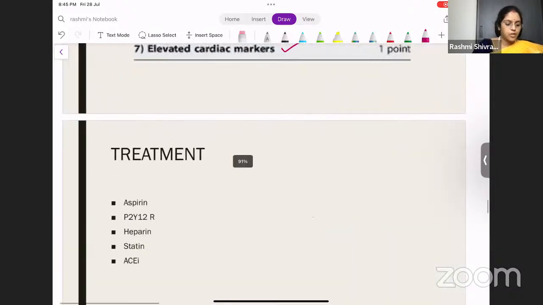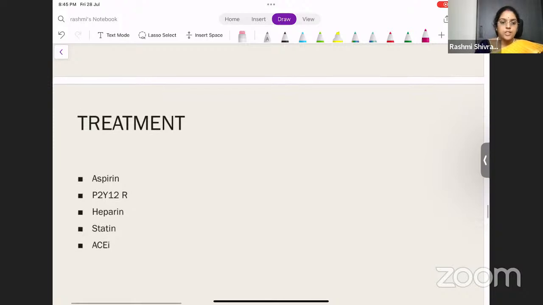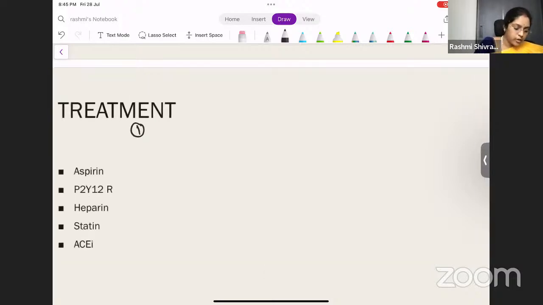So now we finished all the features of this myocardial infarction. We now come to the treatment. Okay. So the treatment, I would like to classify it into three. The first one: how are we going to treat this? We're actually going to reduce the thrombosis, that is, modify the thrombotic factors.